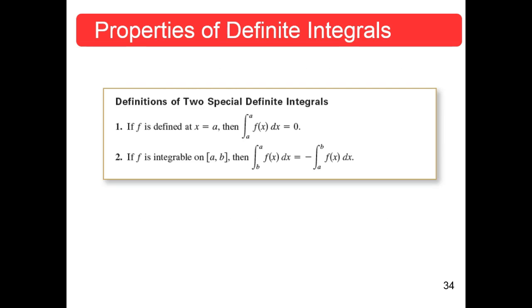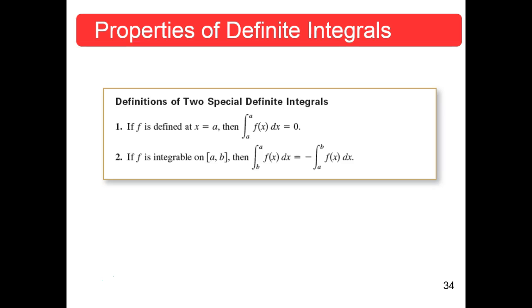Okay? So, here we go. Definition of two special definite integrals. Okay? If f is defined at x equals a, then the integral from a to a of f of x has got to be 0. Because your width here, delta x, is going from a to a, the width is 0. So as long as this is a well-defined function, that's got to be 0, always. Now, here's the other one.